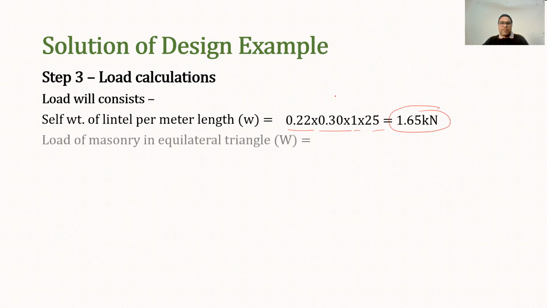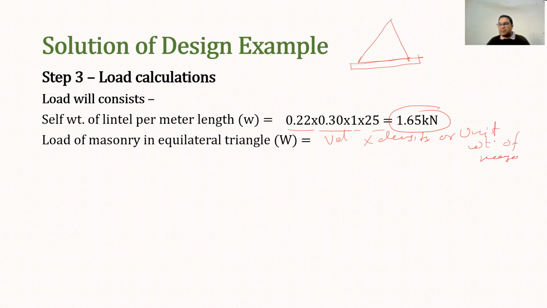Now next is the load of masonry in the equilateral triangle. So again here I am showing you, this is the masonry which is here. So in this case also we have to find out volume into density or unit weight of masonry. So volume of triangular portion. So in that case, first we have to calculate the area. Area will be half into base into height.